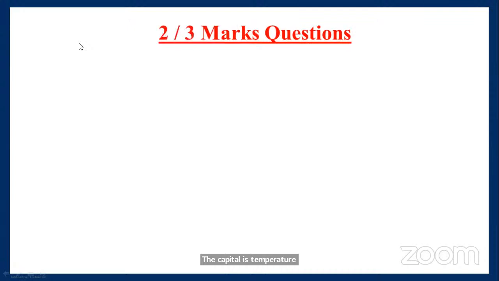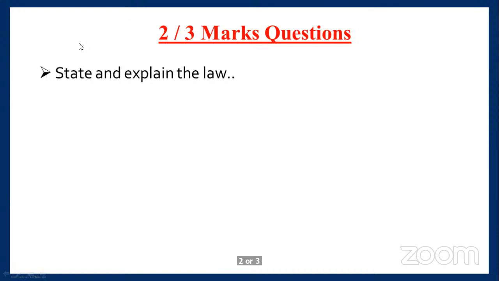For 2 or 3 marks questions, here state and explain the law. For statement 1 mark and for explanation 1 mark. If the same question is asked for 3 marks, you have to write the notation along with explanation. And again, you have to include what are the drawbacks of this law.